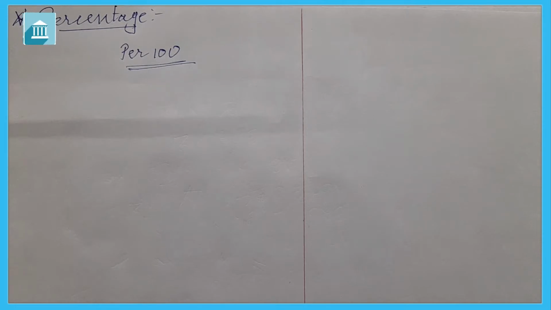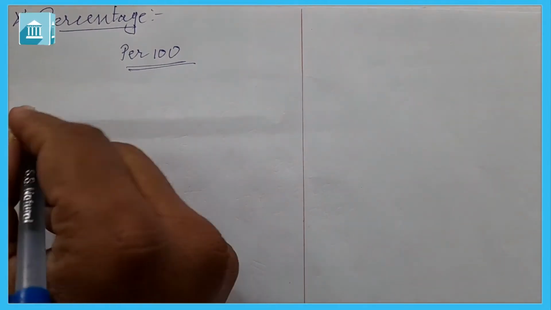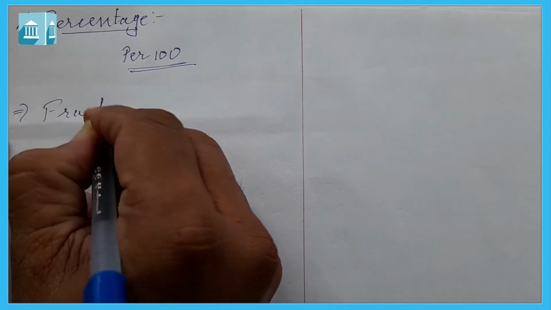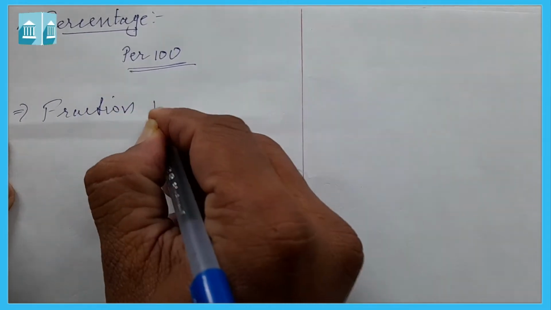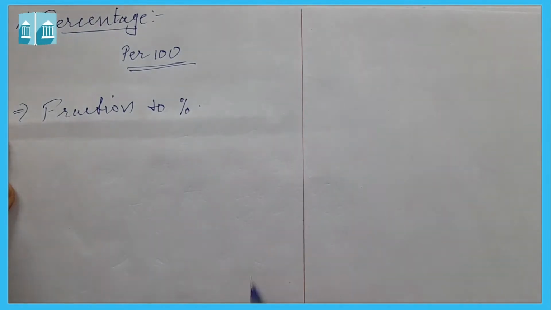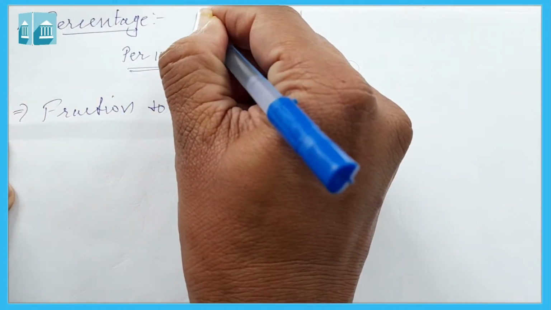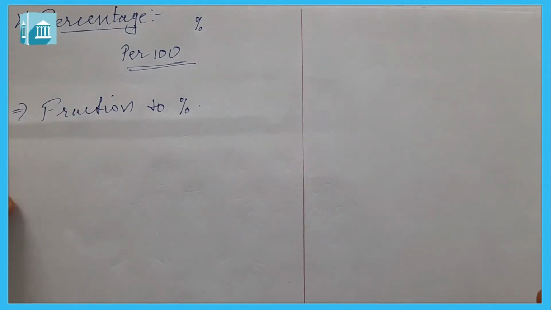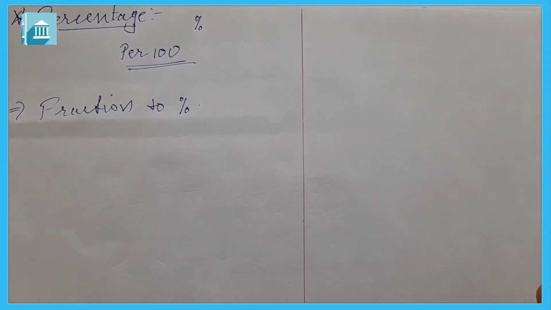Now how can we convert a fraction to percentage? This is the sign of percentage: one slanting line and two zeros like this. You already know this. Now how do we convert a fraction to percentage?